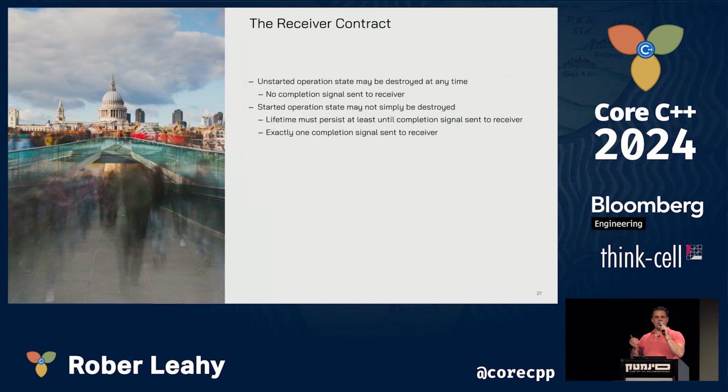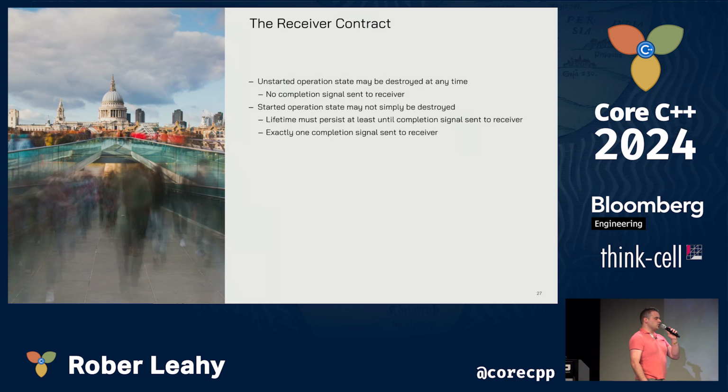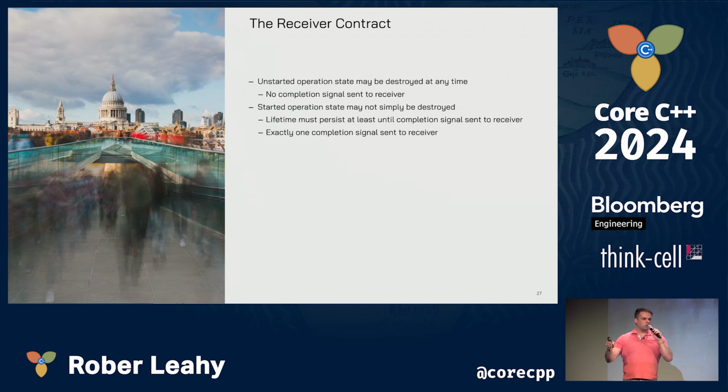And therefore, when you create an operation state by uniting a sender and receiver but neglect to start it, you are guaranteed that no completion signal will ever be sent to the receiver. After all, as we just established, functions that are never called don't return. On the other hand, if you do call start on that operation state, the contract now comes into effect and binds both you and the function that you called.